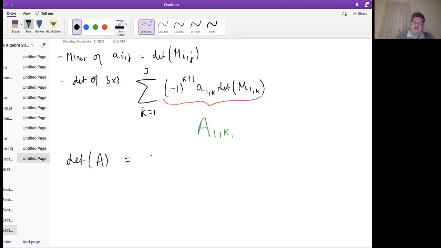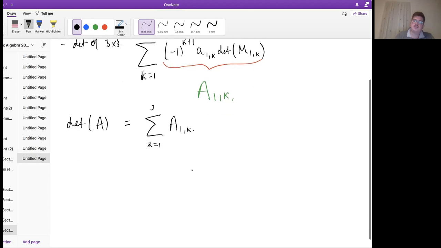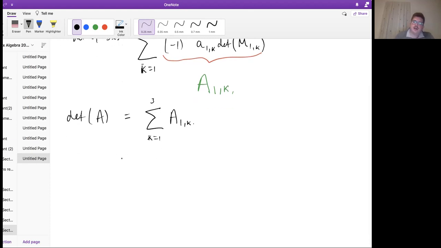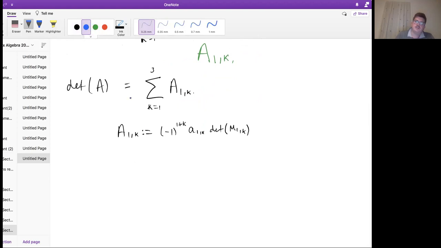So the determinant of a 3x3 matrix now, we're saying, is the sum for k equals 1 to 3 of A1k, where A1k is defined as (-1) to the 1 plus k, times a1k, times the determinant of M1k. So this will be called the cofactor of a1k.